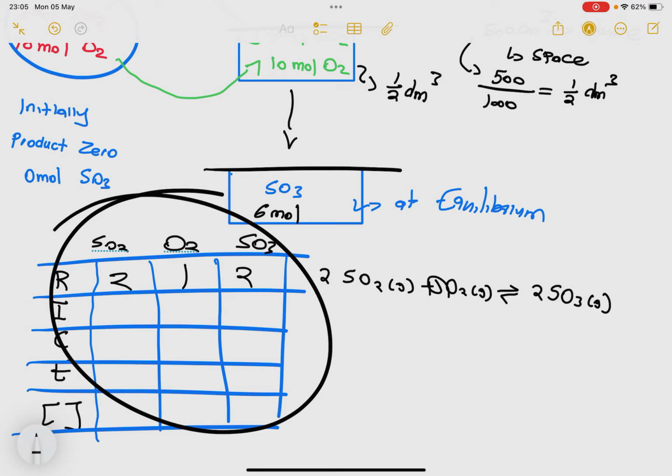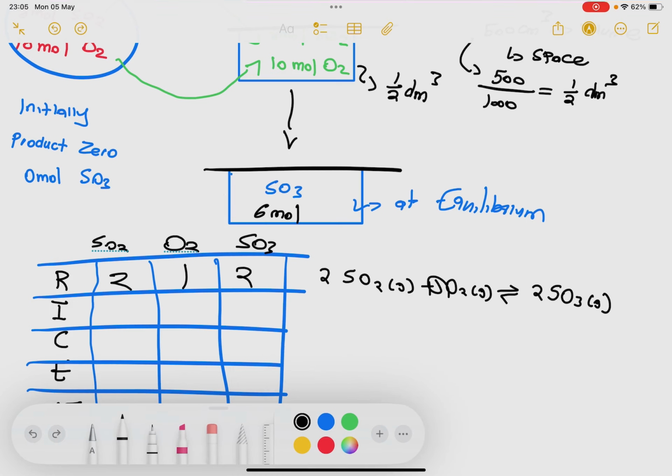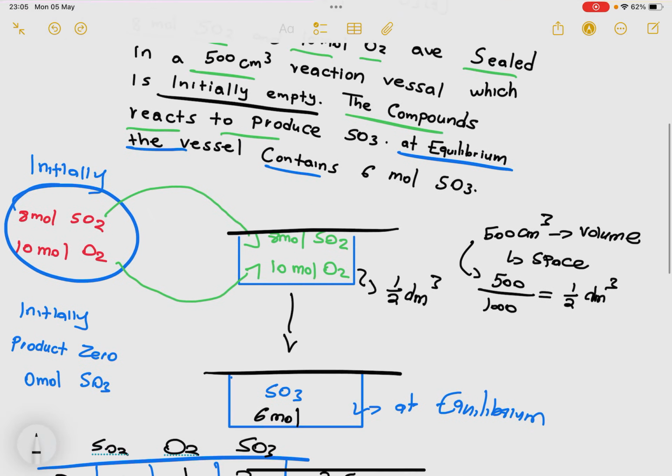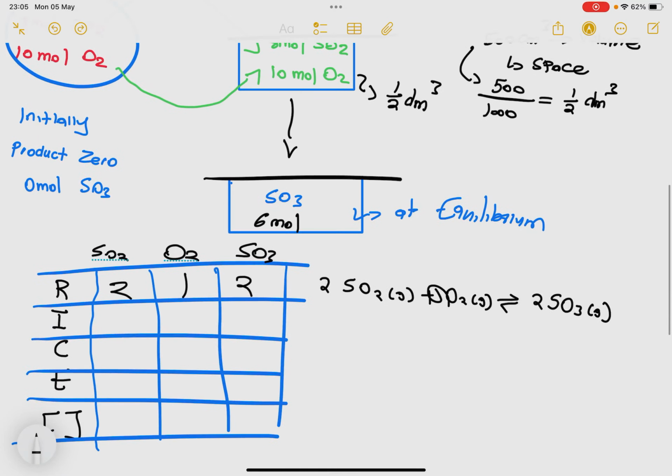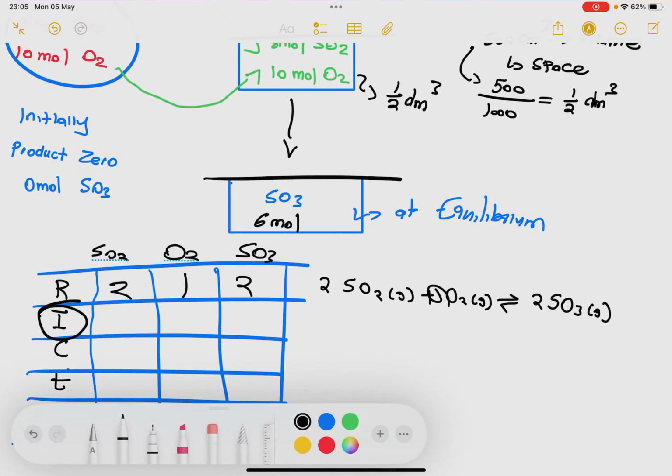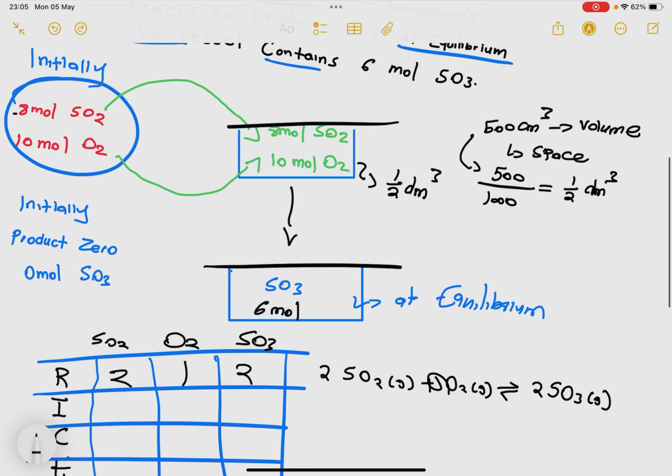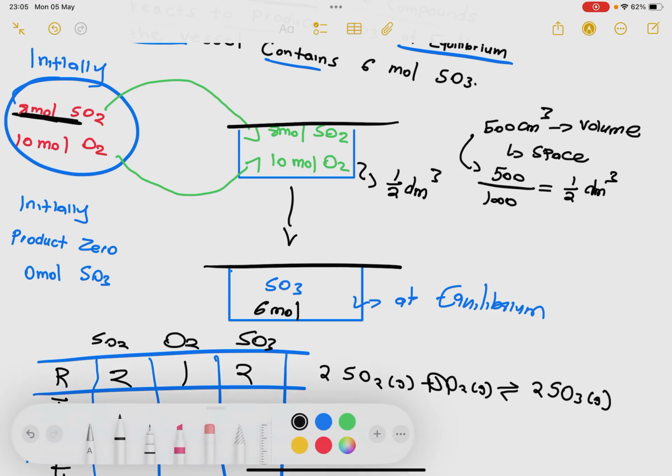So now I want to fill everything in terms of the rice table. So how on earth are you going to do this? The best way is you go back to where you were interpreting your diagram, right? Remember, I means initial. So what did we have initially?